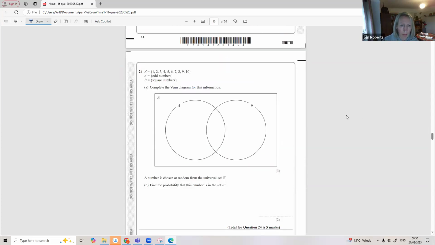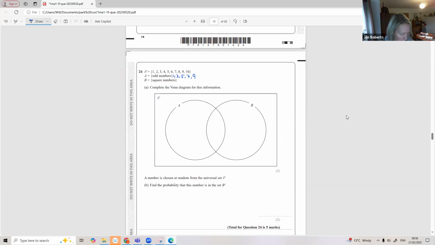Okay, I've got a Venn diagram next. Well, what are the odd numbers? So the whole universal set represents the numbers 1 to 10. What odd numbers are there? We've got 1, 3, 5, 7 and 9.